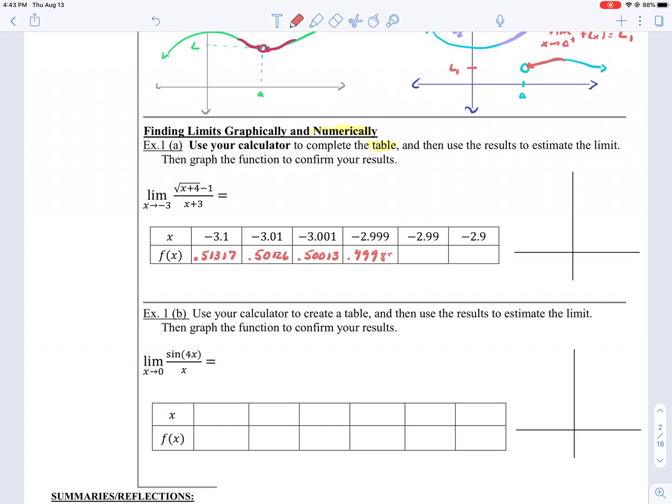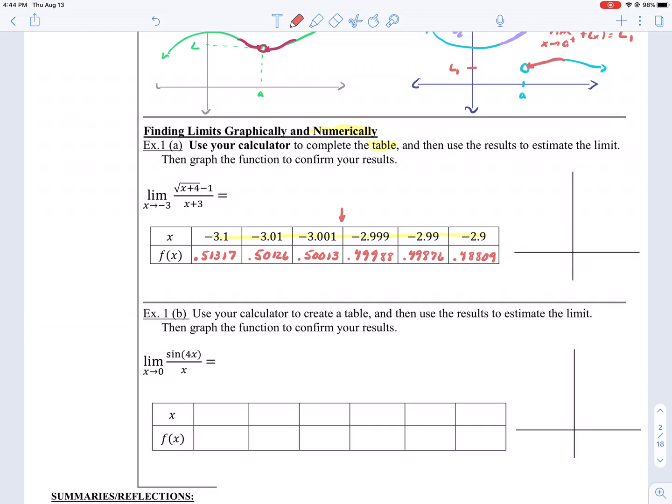All right, one more here. 0.49876 and then 0.48809. So this is in a number line order, excuse me. This is obviously in a number line situation where we've got the -3 right there.